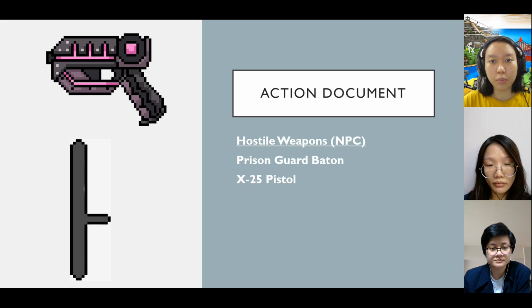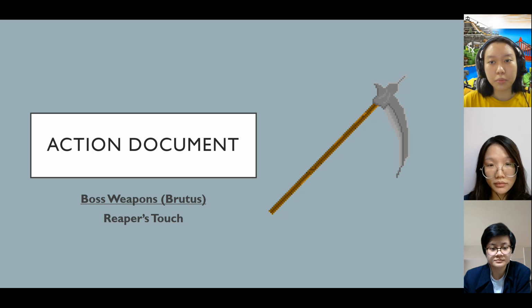And the last one is the final boss weapon, the Reaper's Touch. This is Brutus's weapon, the final boss weapon, and it inflicts high damage to the player and burns them, causing the player to lose shield points or HP or health points over time.